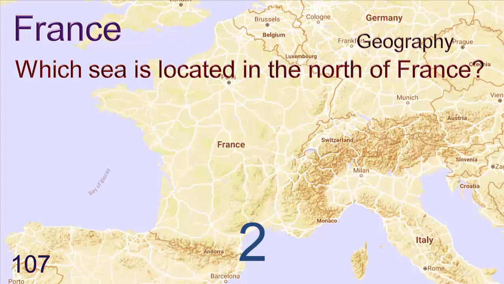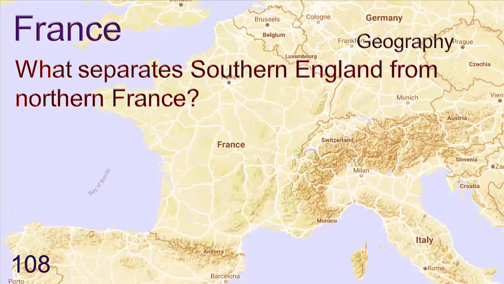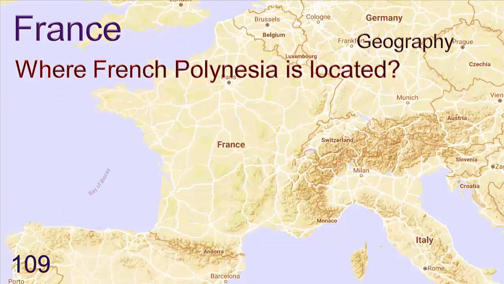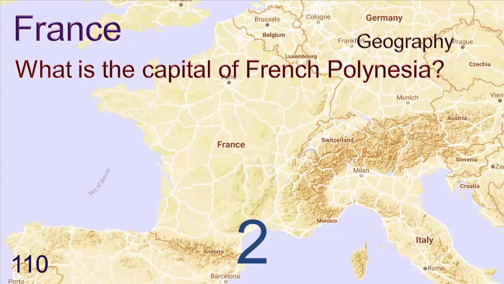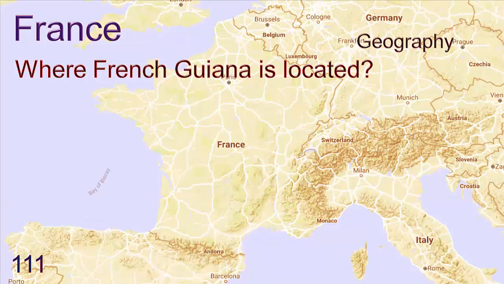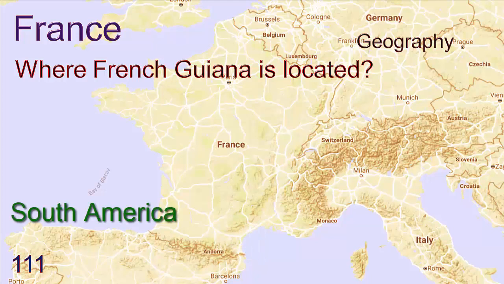Which sea is located in the north of France? North Sea. What separates southern England from northern France? The English Channel. Where French Polynesia is located? In South Pacific Ocean. What is the capital of French Polynesia? Papeete. Where French Guiana is located? South America. What is the capital of French Guiana? Cayenne.